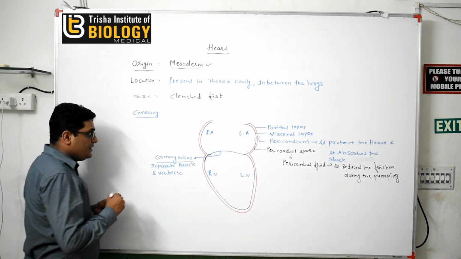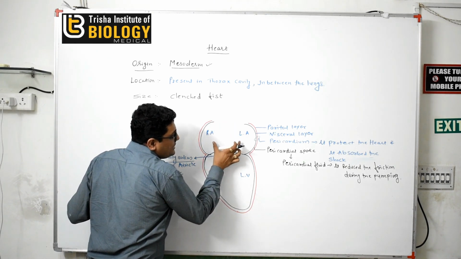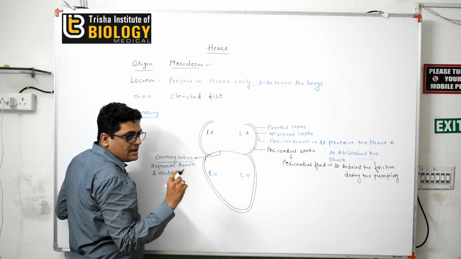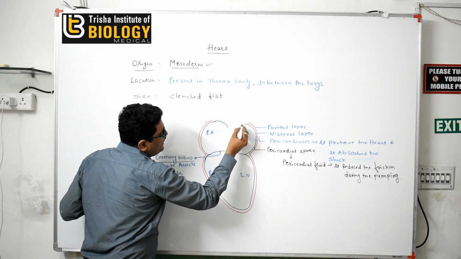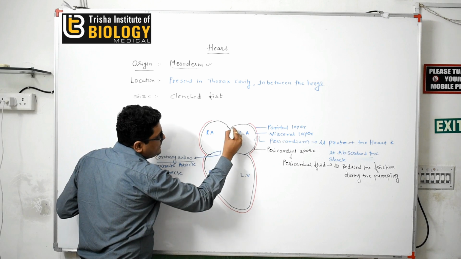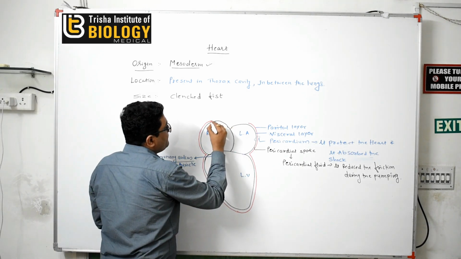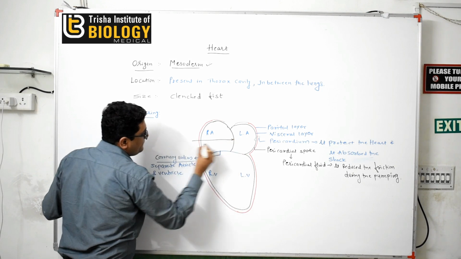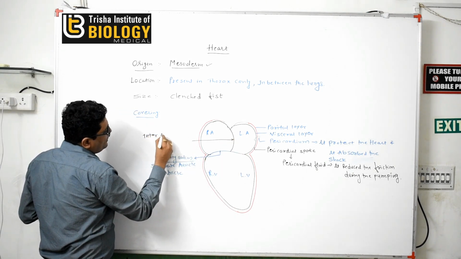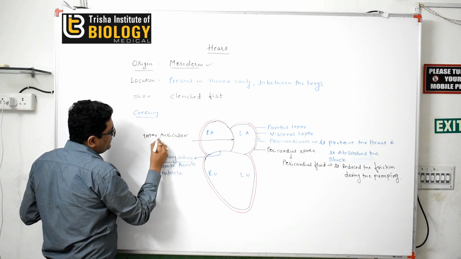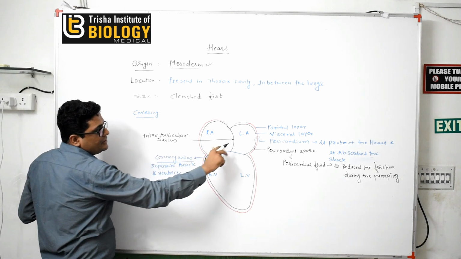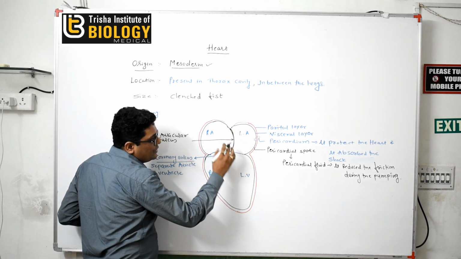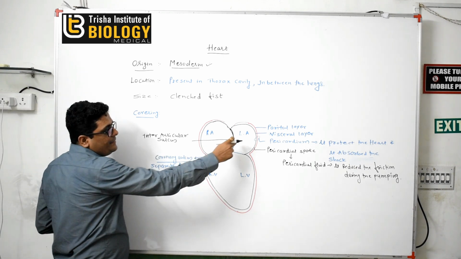Similarly, there is a groove between the right auricle and the left auricle, and it is known as the interauricular sulcus. It separates the two auricles, and this interauricular sulcus is slightly tilted towards the left side. So the right auricle is larger than the left one.